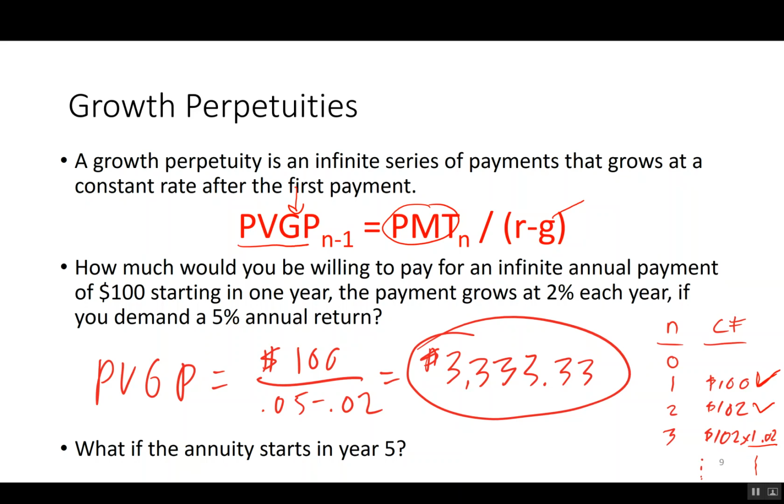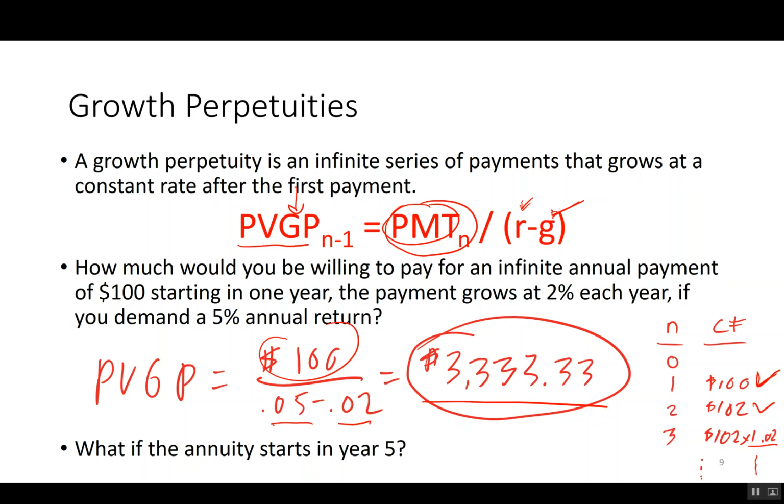It just so happens that the present value of a growth perpetuity is the cash flow received in the first year, that payment, over R minus G. In other words, the discount rate minus the infinite growth rate. So I'll take $100 over 5% minus 2%, so it's $100 over 3%, and I'd pay $3,333.33.